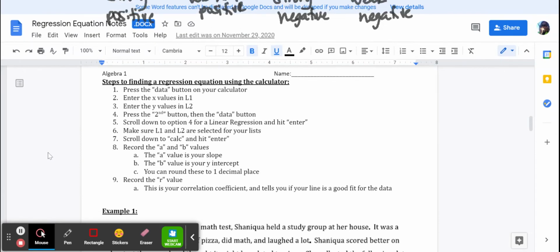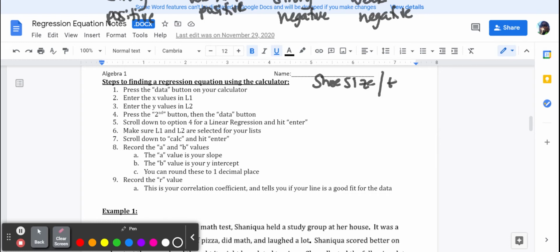So in your calculator, this is using the black calculator, you want to press the data button. You're going to have two sets of data here. These could be between your shoe size and your height. It could be your weight and your height. It could be your weight and your shoe size. There's any two types of numerical data that we're going to compare.